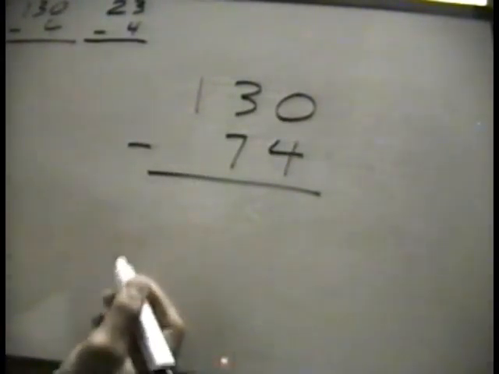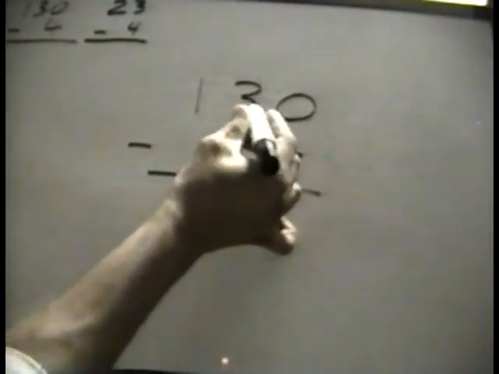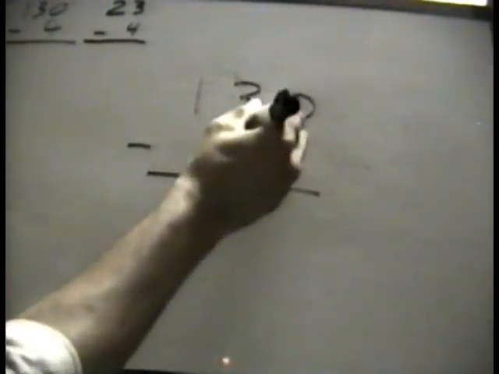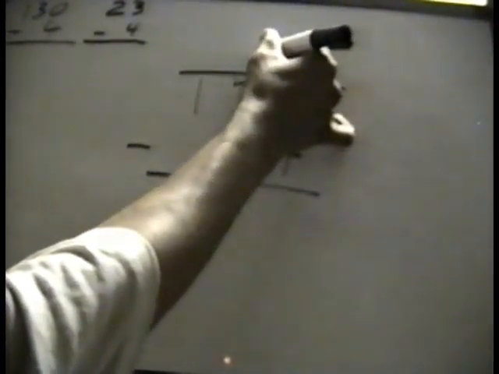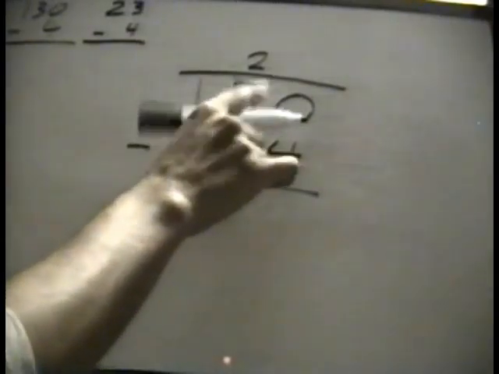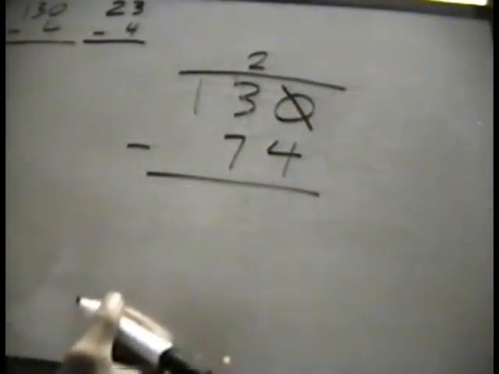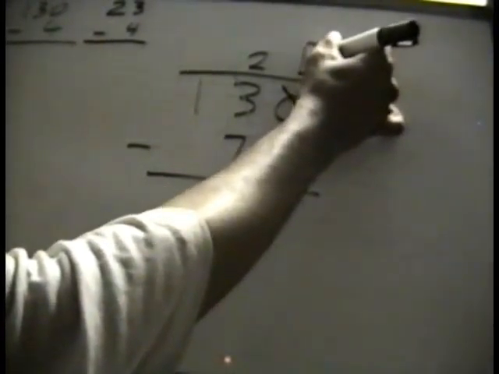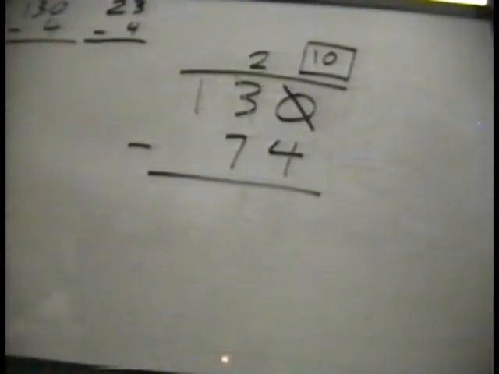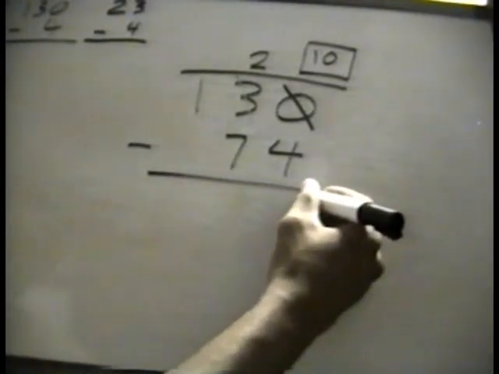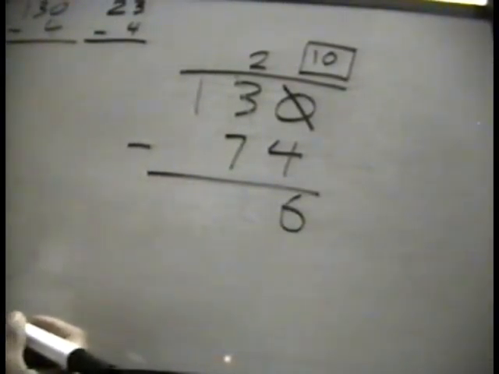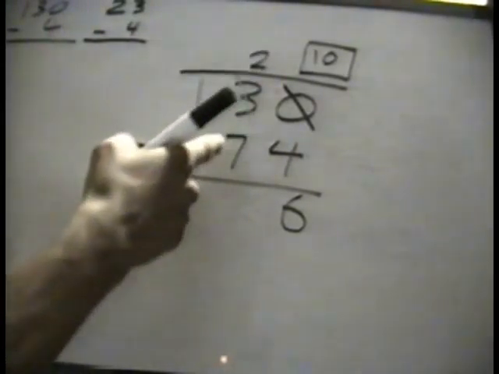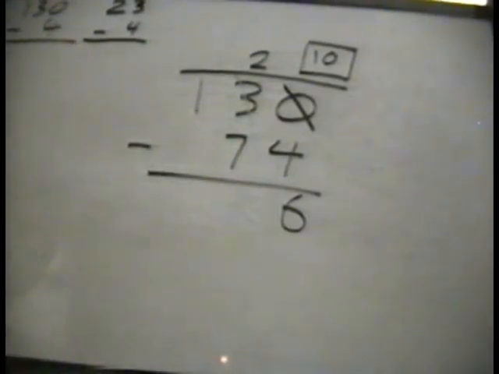Now, first we subtract 4 from 0. But we cannot, we must borrow from the tens place. 3 is in the tens place, so we place a 2 above it. We cross both these digits out. Now the 0 borrows a 10. It becomes 10 minus 4, which is 6. Now here we have 2 minus 7.